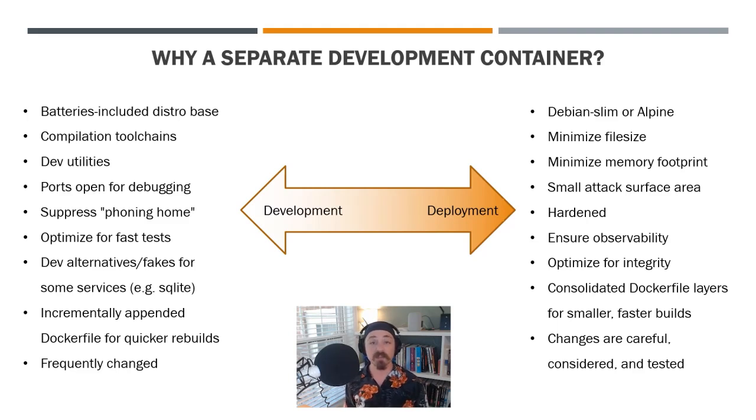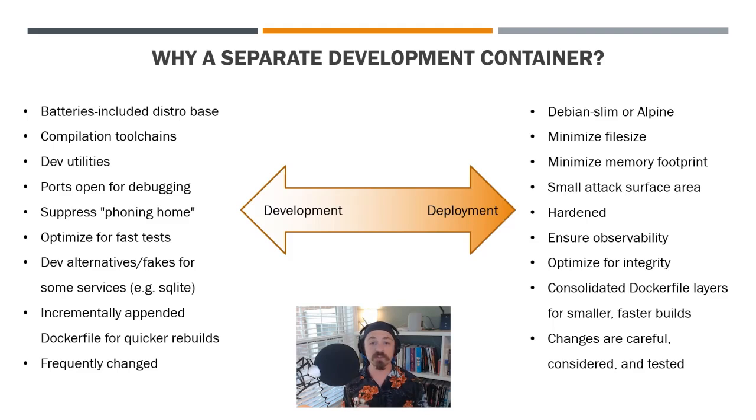In fact, a lot of the pressures on deployment containers are almost diametrically opposed to the pressures on dev containers. We want deployment containers to be as small and stripped down as possible. We want them to be lean, fast, and security hardened. That means minimize non-essential libraries and tools.